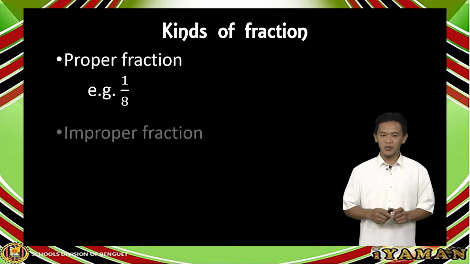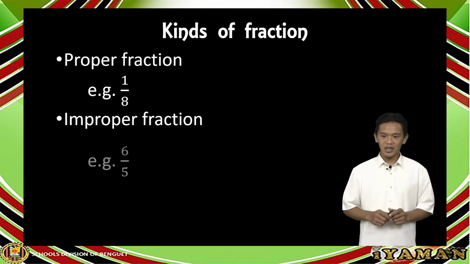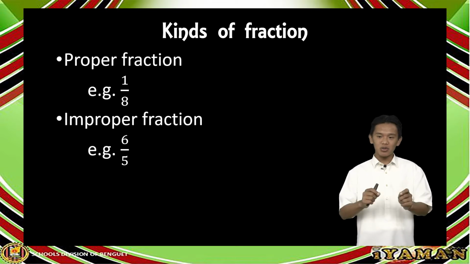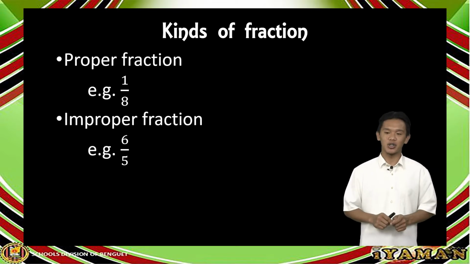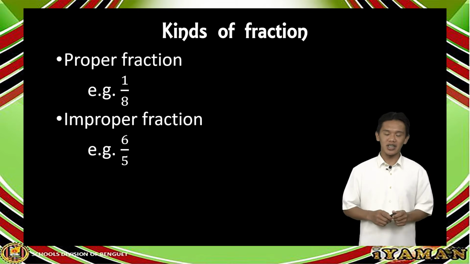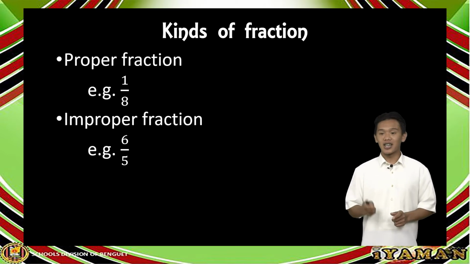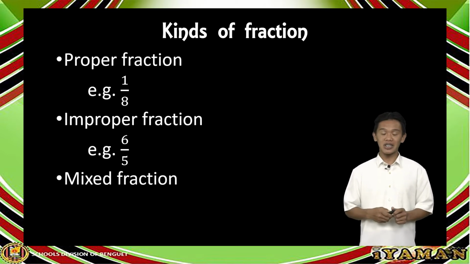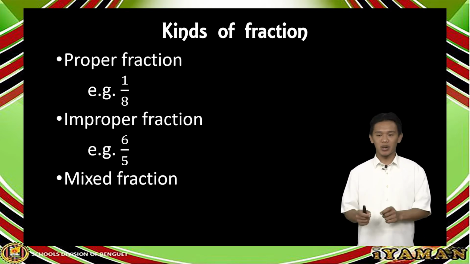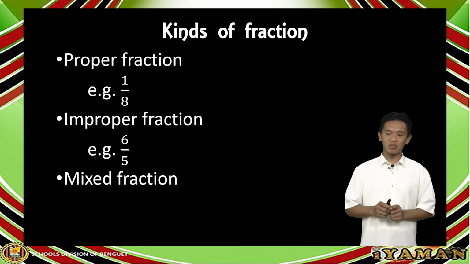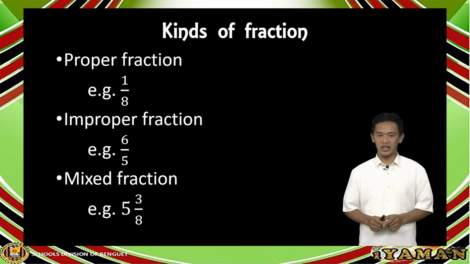We have your improper fraction. An improper fraction is the opposite of a proper fraction. The numerator is greater than the denominator. An example is 6/5. 6 is larger than 5. The last kind of fraction is your mixed fraction. A mixed fraction is a composition of a whole number and a proper fraction. For example, we have 5 and 3/8.